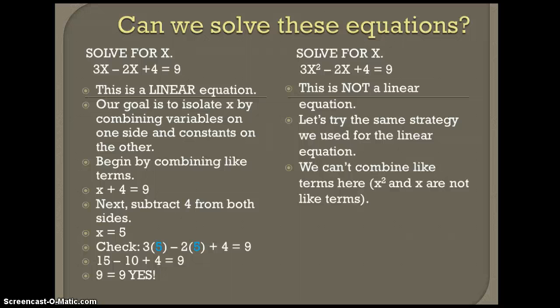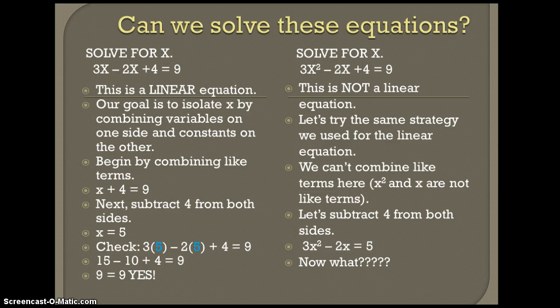So let's go to the part where we subtracted 4 from both sides. At least we can do that. Then we get 3x squared minus 2x equals 5. But now what? We're stuck. How do I isolate x? I have no way of getting x by itself on one side of the equal sign.